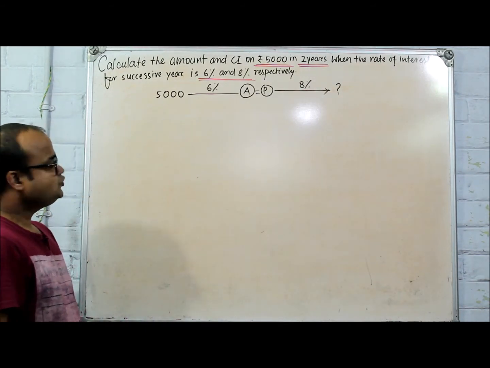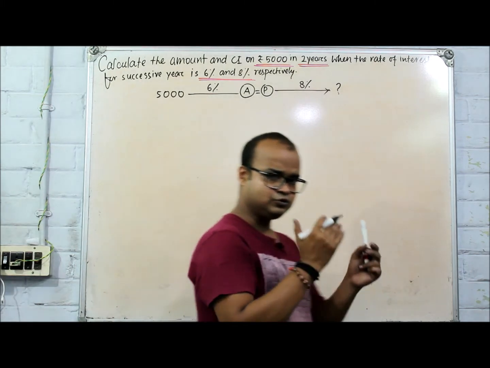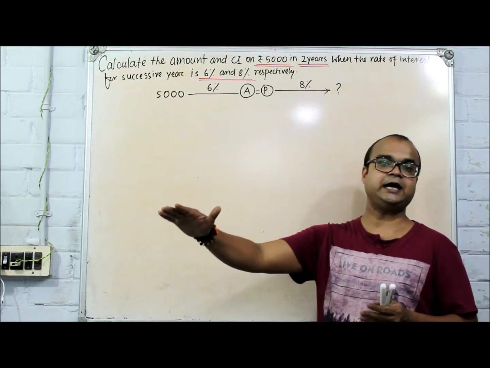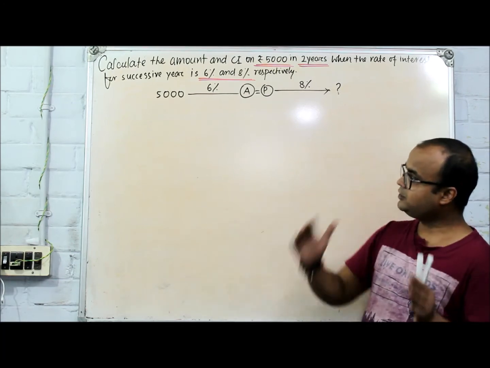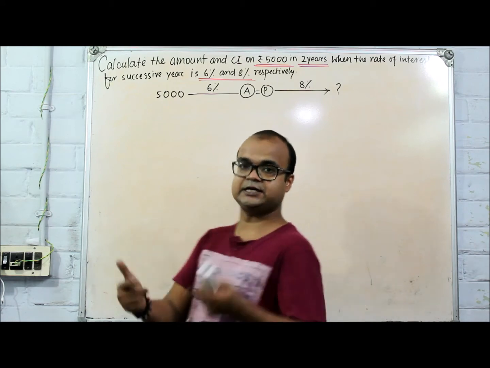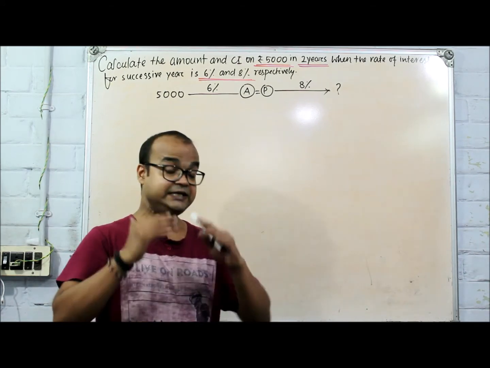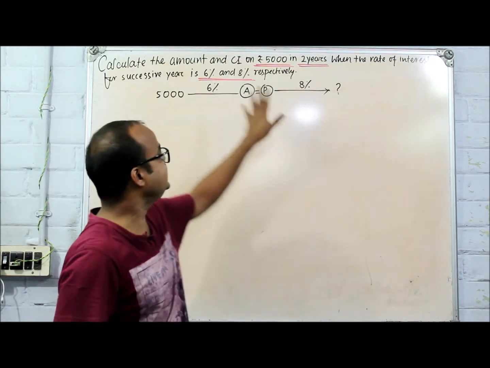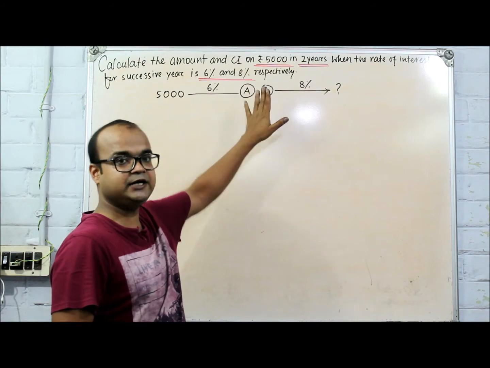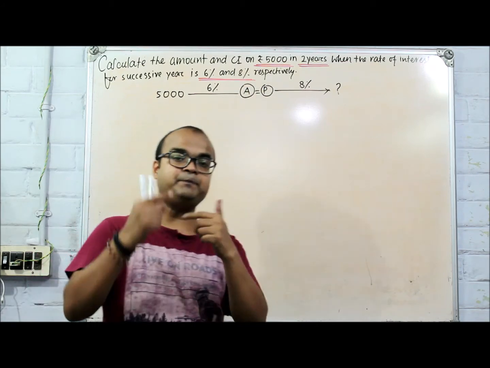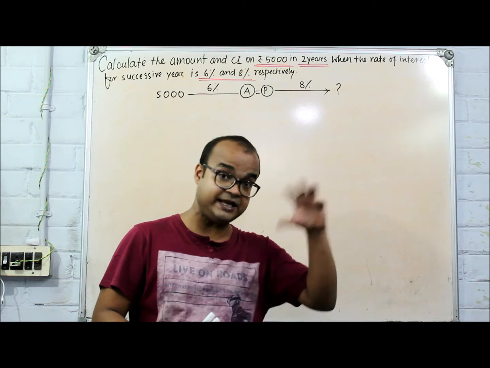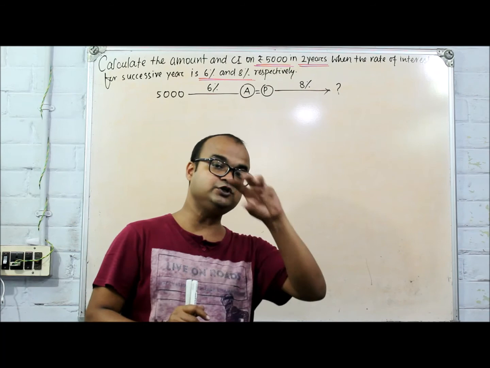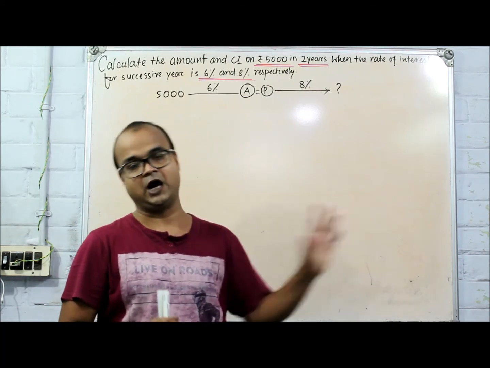Clear? So in the last sum that we discussed, the rate of interest is the same for the entire time frame. Now here the only difference is that the process remains the same, but each time your rate of interest is changing. For the first year it is 6% and for the second year it is 8%. So in place of R, where you were substituting the same rate of interest, here the process remains the same. The only difference is you need to substitute the different values of R.